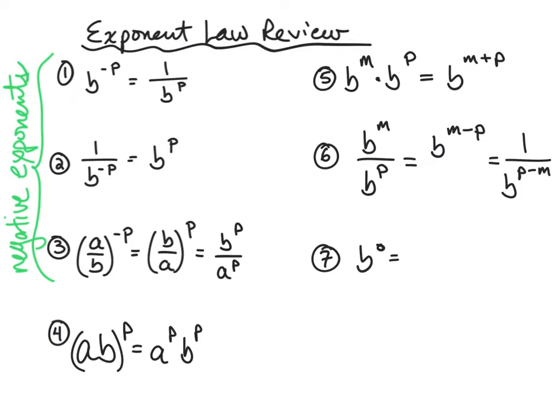Let's see. If you have b to the 0 power, that will be 1. And later on in this unit, you'll see that the base for any exponential function is going to be bigger than 0. But more generally, any number to the 0 power is 1 as long as it's not 0. So we can say non-zero bases to the 0 power is 1.